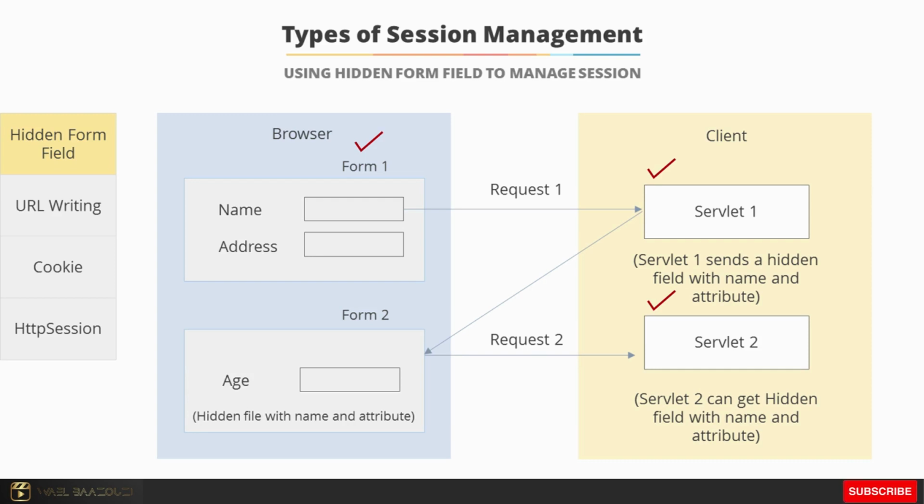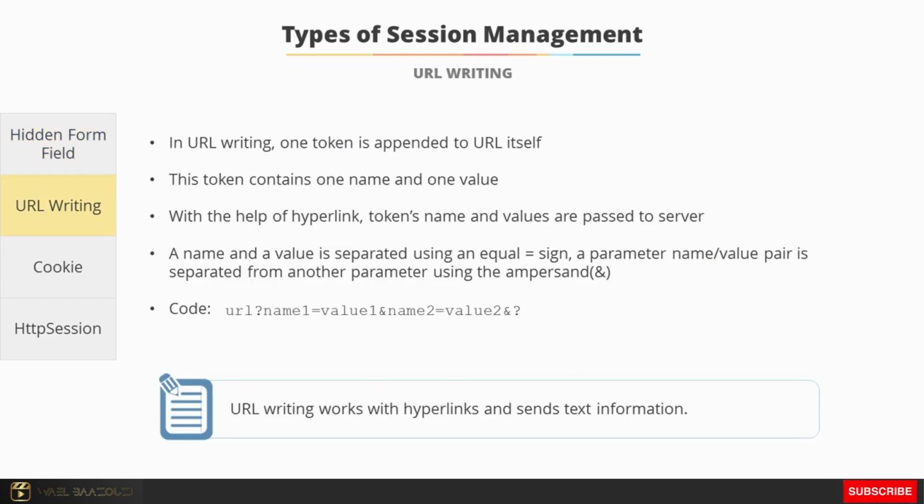The second option is URL rewriting. In URL rewriting, one token is appended to the URL itself as part of the address bar. This token contains one name and one value as a key pair. With the help of a hyperlink, the token's name and values are passed to the server. A name and a value are separated using an equal to sign.